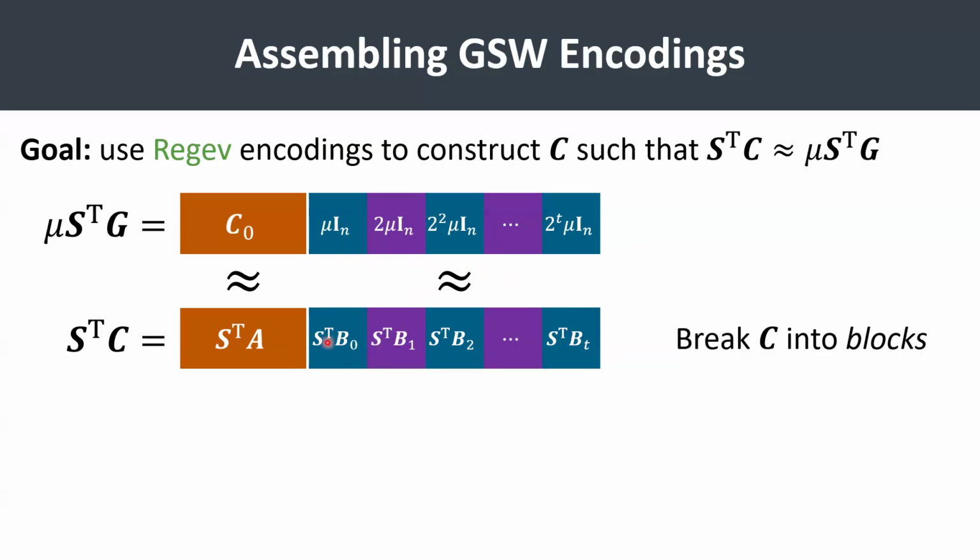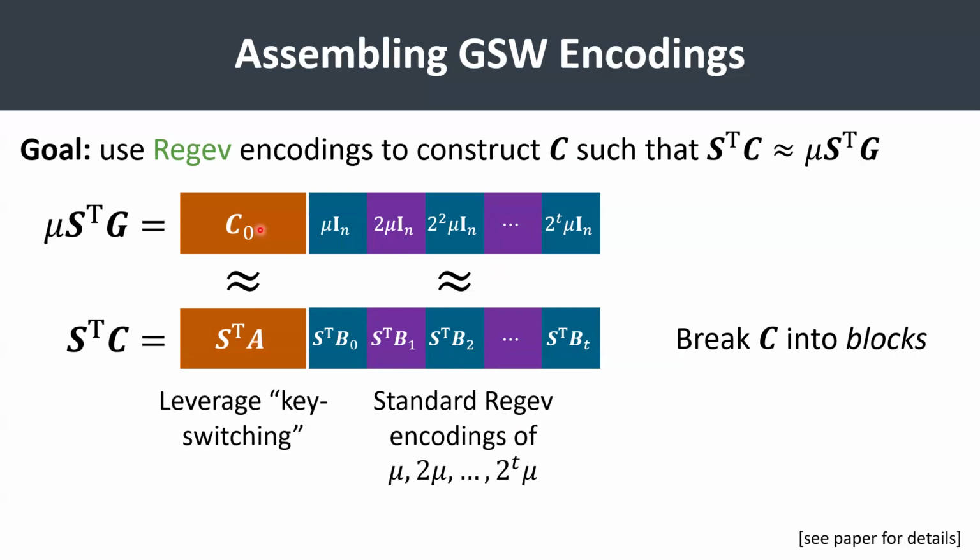If you look at this picture, this looks like Regev encryption, right? It's a matrix that when multiplied by the secret key gives me the message. So you can think about the GSW ciphertext as a header that's C0, and then a bunch of Regev encryptions of the powers of 2 multiplied by the message. This is an equivalent way of thinking about GSW. Okay, so that's one thing. The second thing is we need this S times A here to equal C0. I'm not going to go into details of how this works, but this uses somewhat standard key switching techniques from homomorphic encryption.